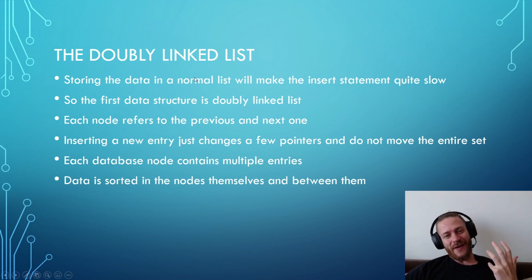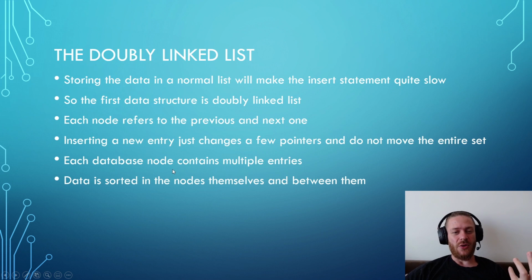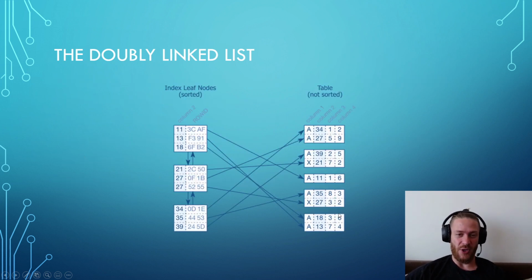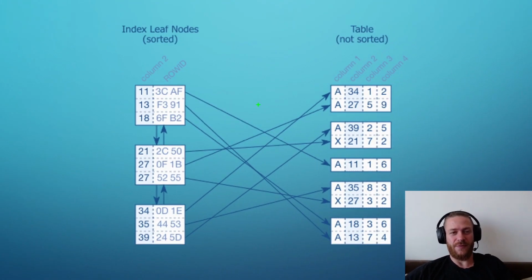So in the database, each database node contains multiple entries, and they are sorted, of course, and data is sorted in the nodes themselves and between them, like the example I showed. So here is an example of a database linked list.